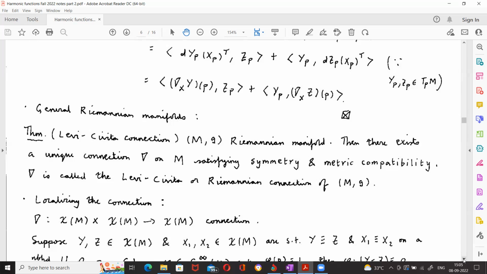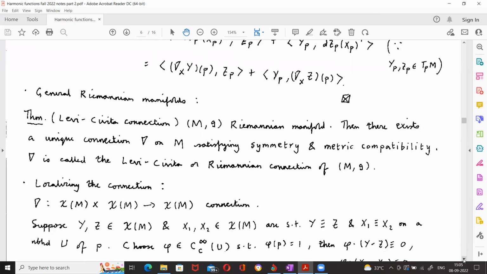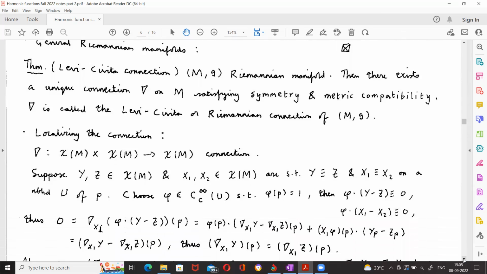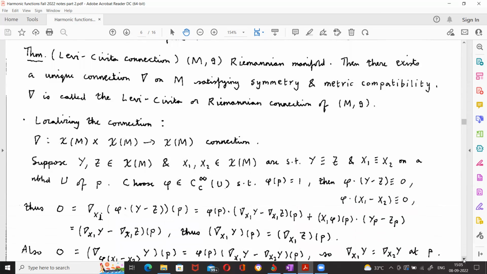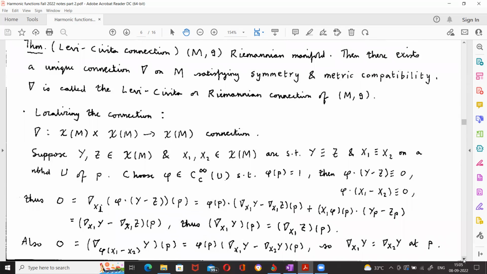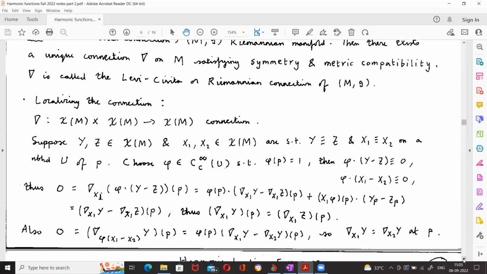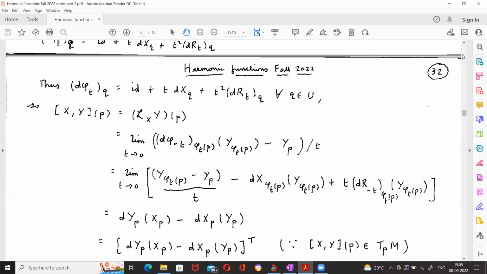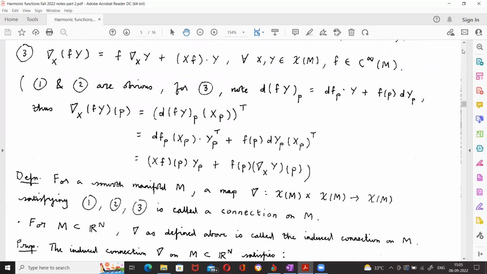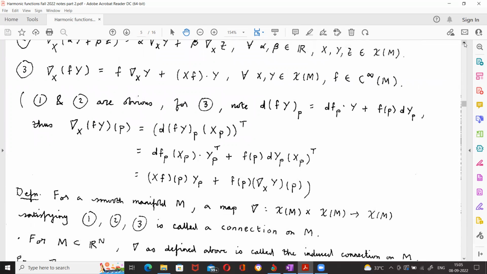Okay, good. So this Levi-Civita connection is the fundamental object of Riemannian geometry for us. Using this, now we can proceed. First, let's talk a bit more about connections. Recall that a connection satisfies these three axioms.